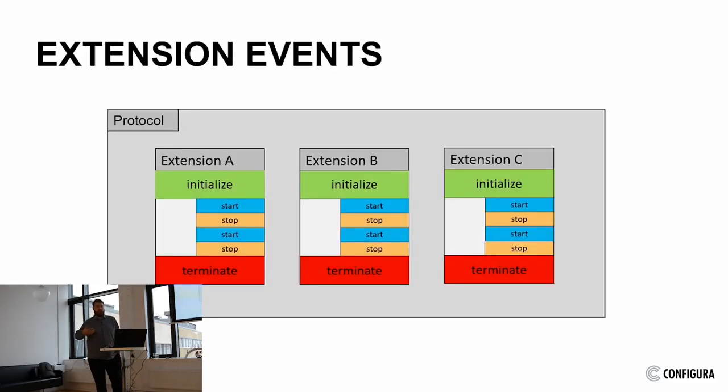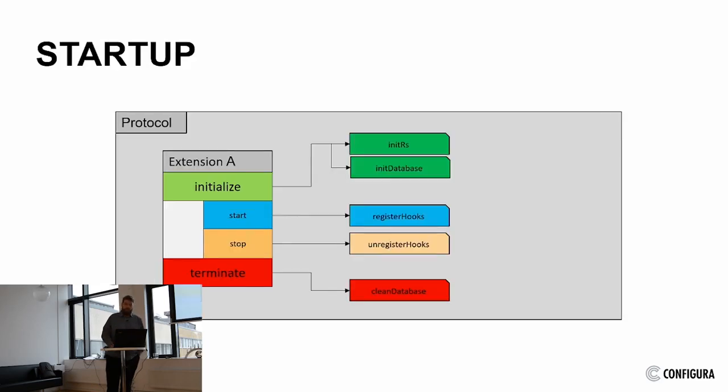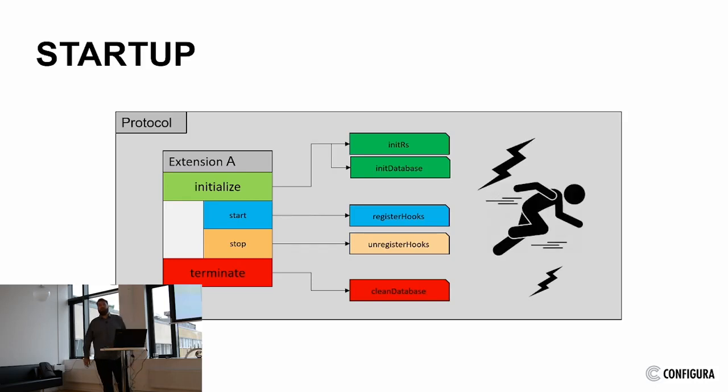Before we go into actual lazy extensions, you need to know a little bit about extension events. So here we have 3 extensions, and we kind of simplify this a bit, but they have 4 different events. Initialize and terminate will be called in the beginning and in the end of your extensions session, while start and stop can be called repeatedly during the session. And what typically happens during an initialize event is that we initialize the resource files and initialize the database. We register hooks, unregister hooks on start and stop, and then we clean the database. And if you only do this, you end up with a fairly speedy extension.